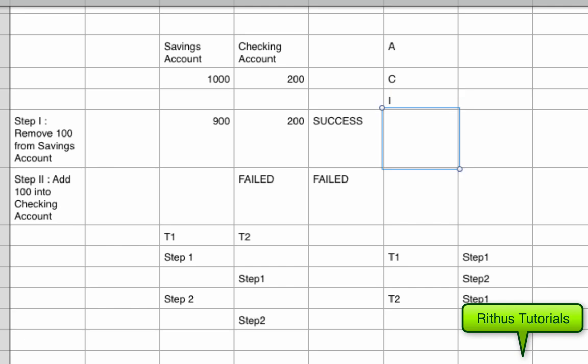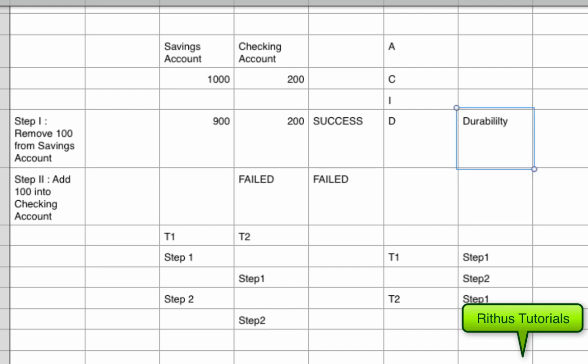I is isolation. Whether a transaction is executed along with 100 transactions in parallel or it's executed on its own, the result should be the same.